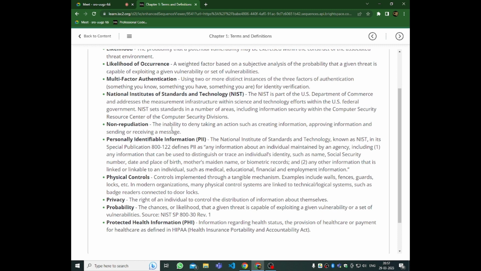Next is non-repudiation. The inability to deny taking an action such as creating information, approving information, and sending or receiving a message.